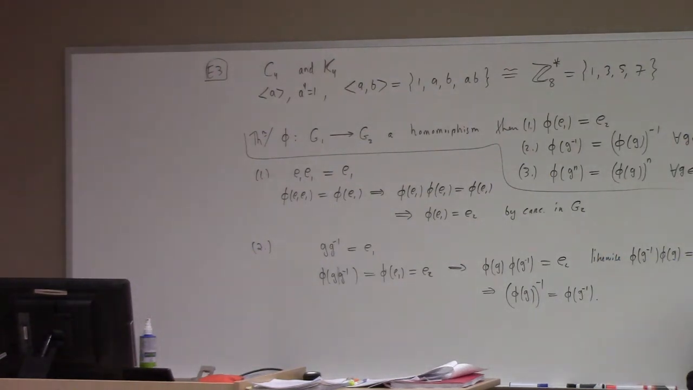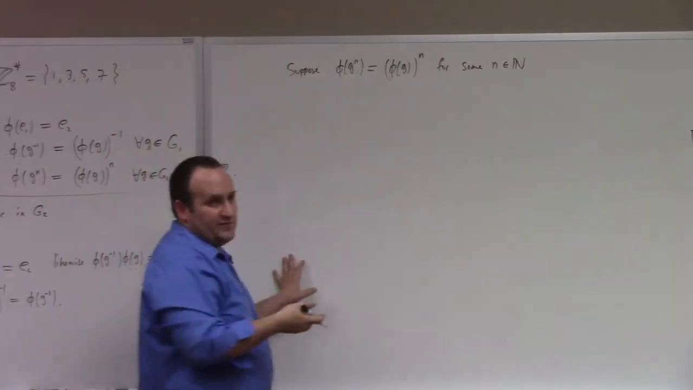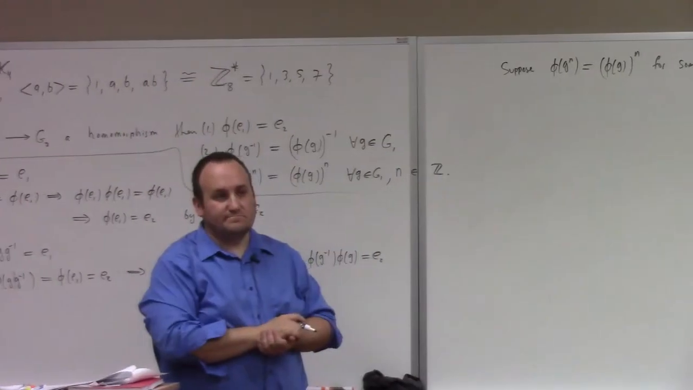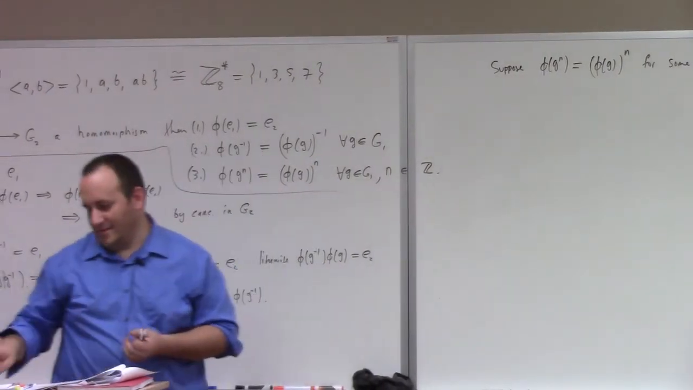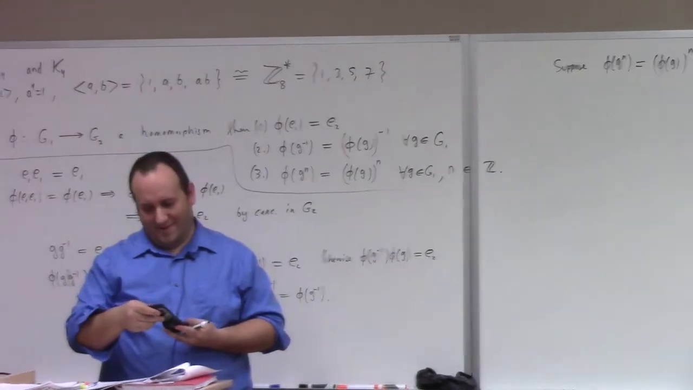Let's see here. Suppose that phi of g to the n is equal to phi of g to the n for some n in the natural numbers, right? By the way, is it true for n equals 1? Oh, we're done.